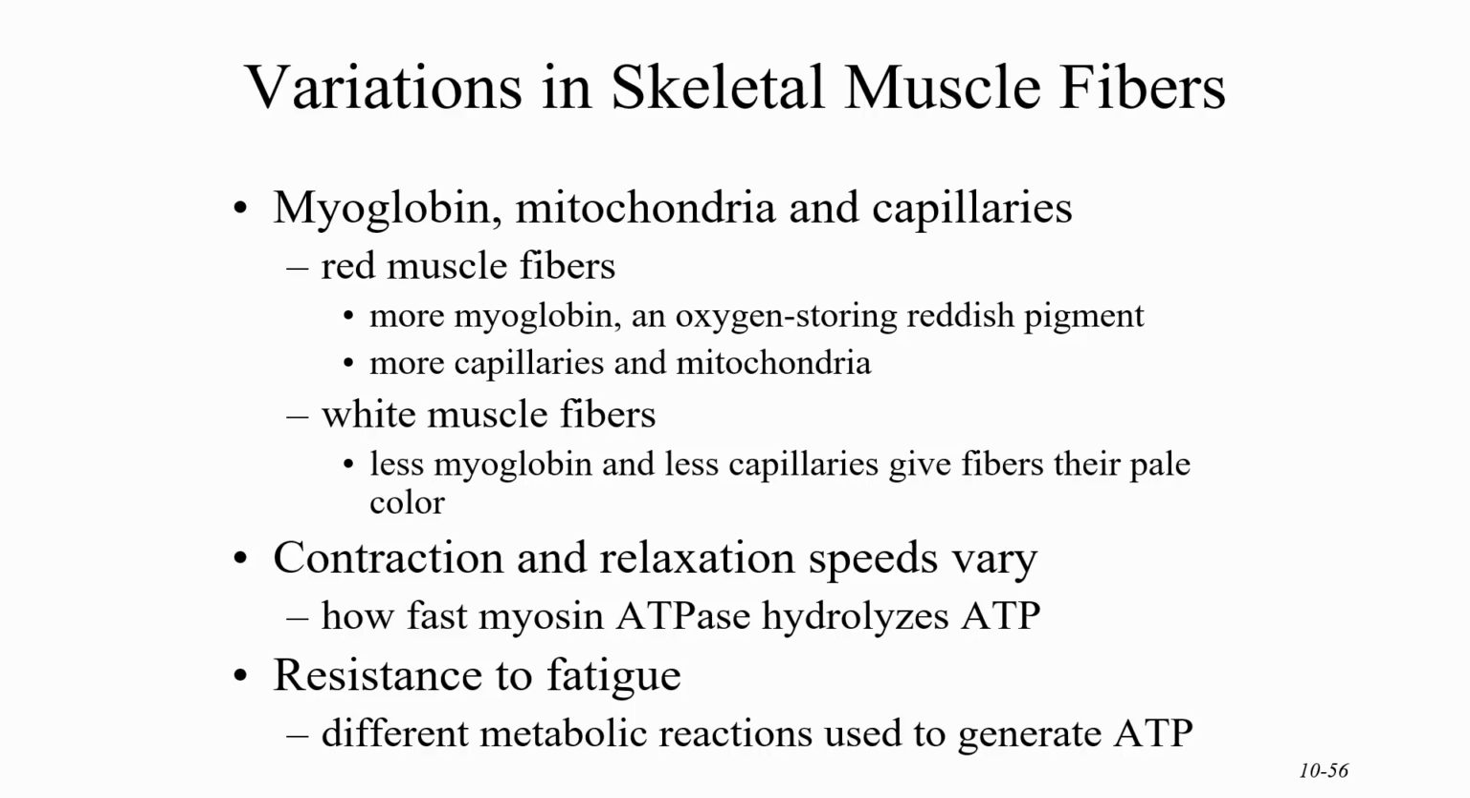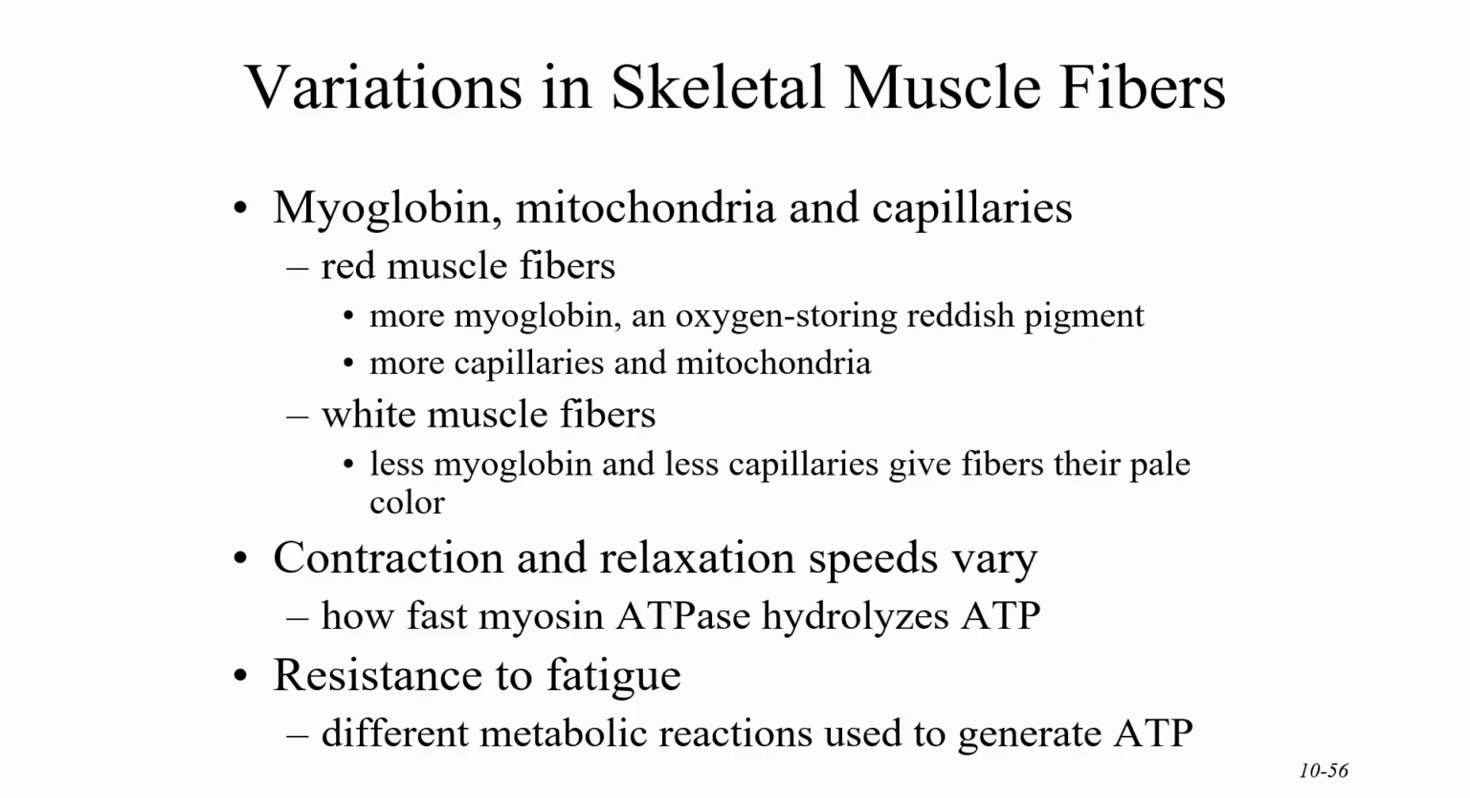And we kind of made the comparison of chicken. Again, a chicken walks more than it flies, and so its legs and thigh muscles are going to have more blood vessels. It's going to have more myoglobin carrying the oxygen, so the meat is going to appear a bit darker. And that is going to be considered our red muscle fibers. There's going to be more myoglobin, and again, that's the oxygen storing reddish pigment. It's going to have more capillaries and more mitochondria.